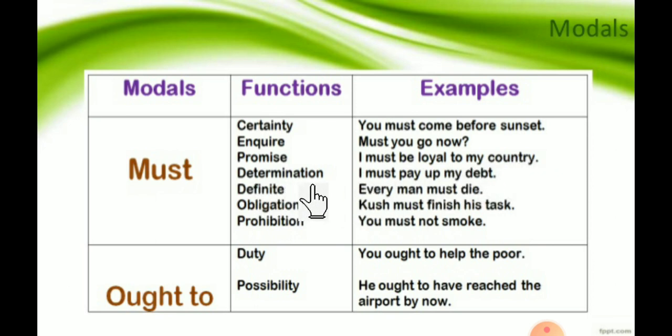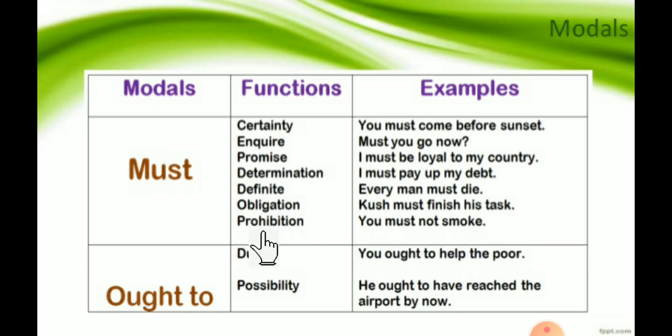Next, for determination: I must pay up my debt. Next, definite. Every man must die. That is definite. Everybody has to die. Next one, obligation. Obligation means it's a duty, it's a task. Kush must finish his task. So it is the duty of Kush. He must finish his task, whatever is given by the teacher.